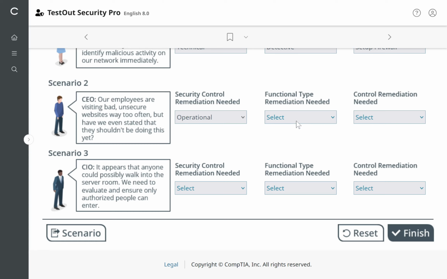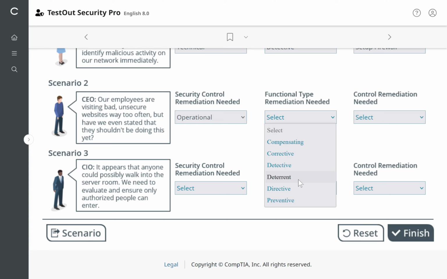Then the functional type remediation that is needed here, we have compensating, corrective, detective. So compensating is just an alternative. Corrective will come in after we have suffered a breach or an intrusion. Detective is during an intrusion. Preventive is before. Directive tries to enforce some sort of behavior, and then deterrent tries to discourage any intrusion or any attack.